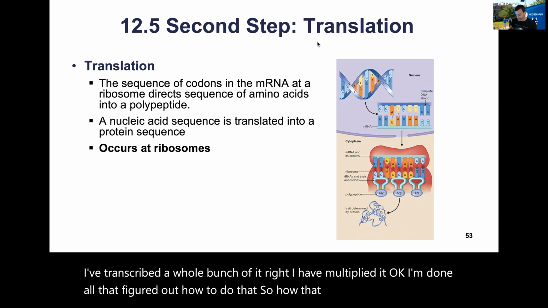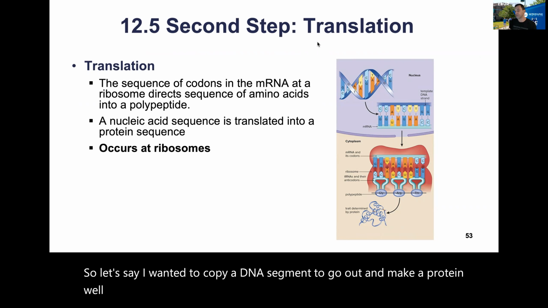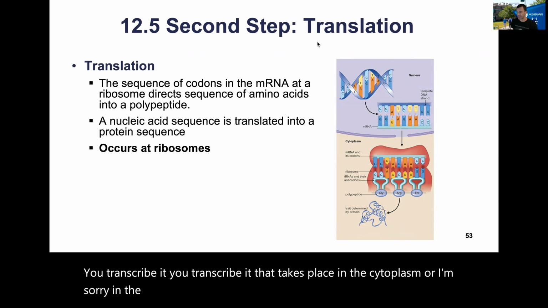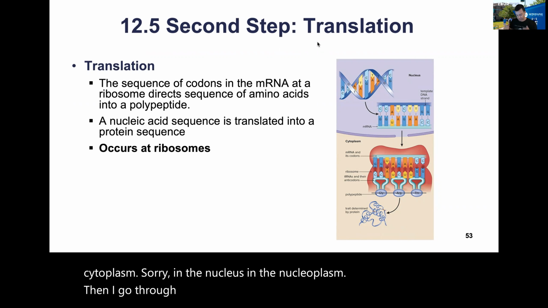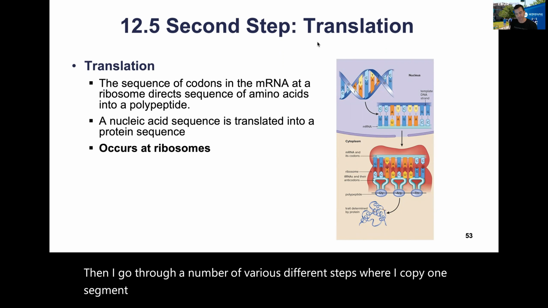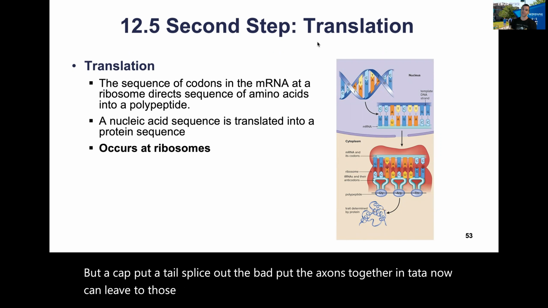Okay, so let's say I want to copy a DNA segment to go out and make a protein. Well, you transcribe it. That takes place in the nucleus, in the nucleoplasm. Then I go through a number of different steps where I copy one side of the DNA helix, right? Put a cap, put a tail, splice out the bad, put the exons together, and ta-da, now it can leave through those nuclear pores and head out into the cytoplasm.